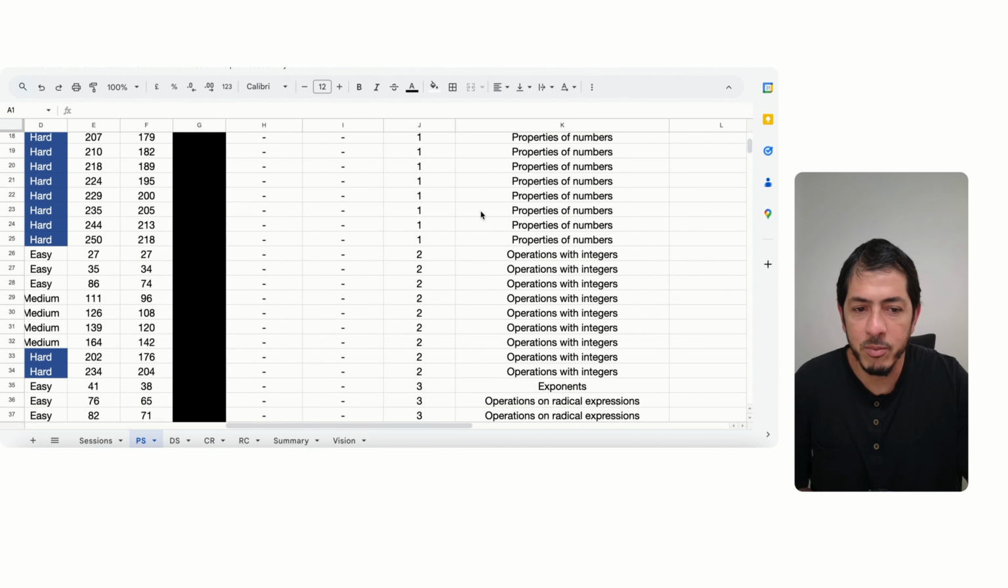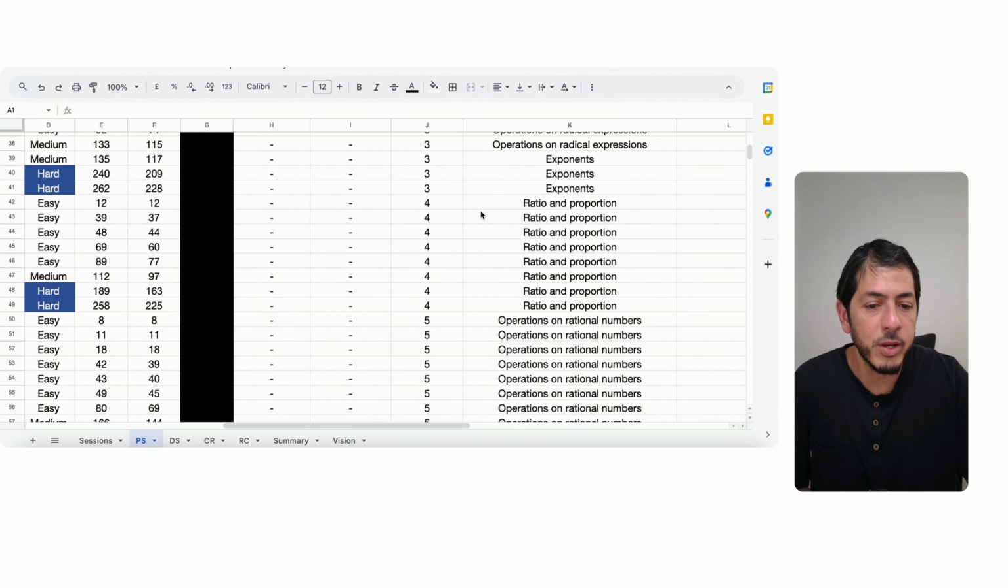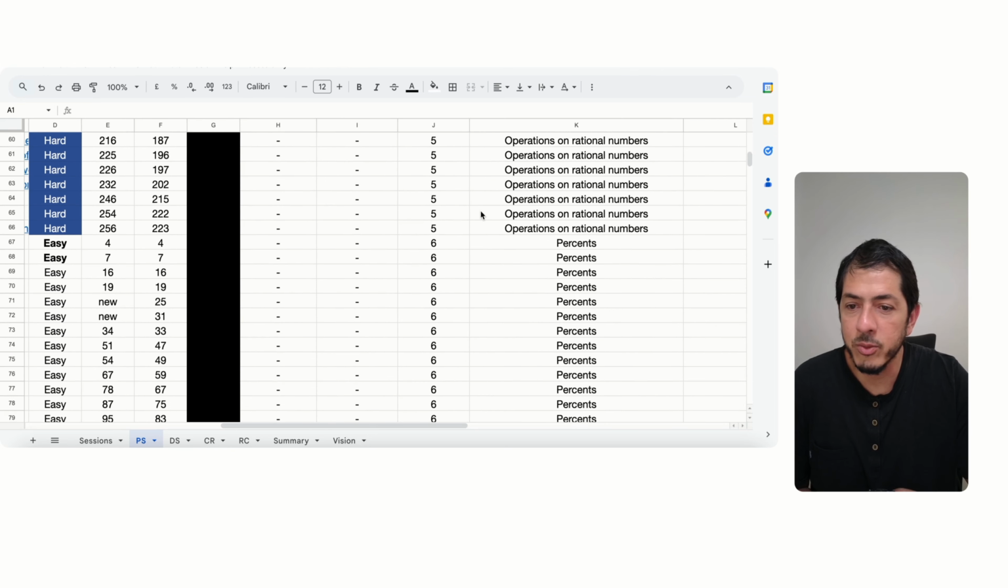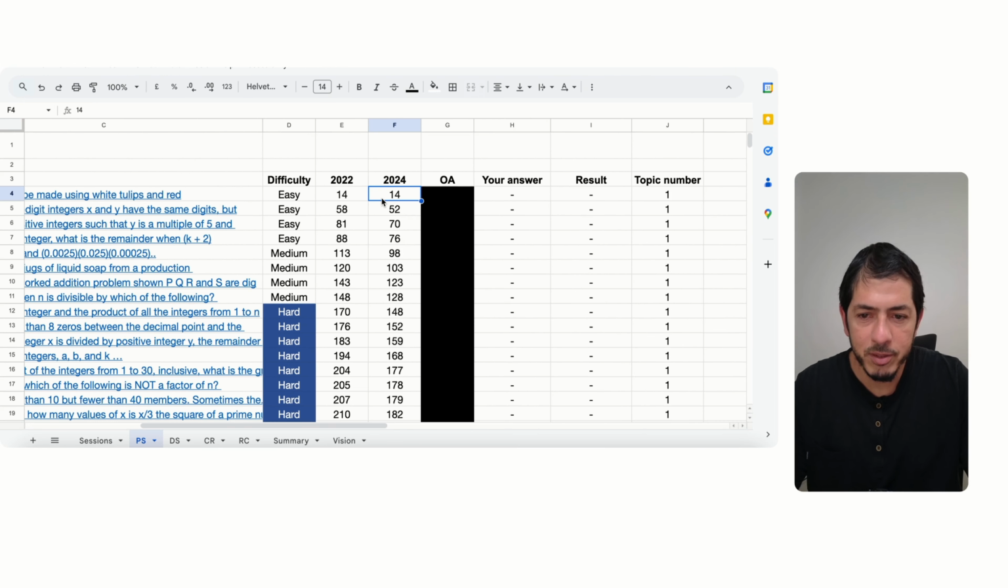Okay, properties of numbers, operations of integers, ratio, there's percents, there's rates. Solve them by topic, but first solve only easy, medium. And the idea is you want to get a feel for how you're required to apply the concepts, apply the basics of math to solve those problems. And once you've done that first pass, then go back and solve the difficult problems.